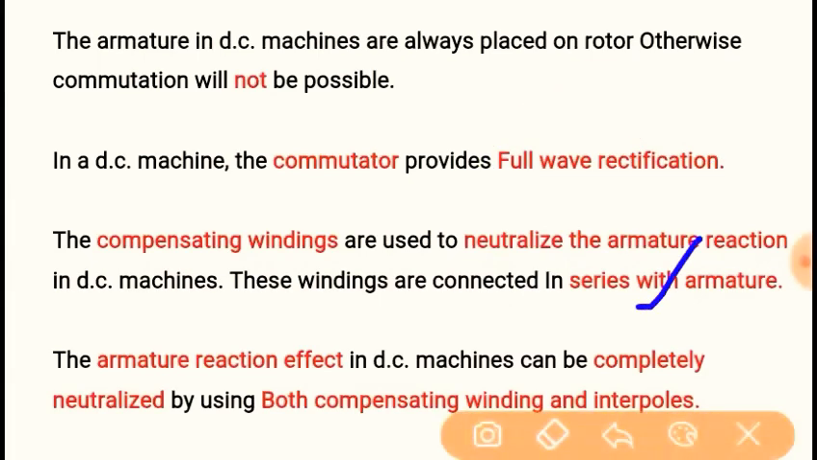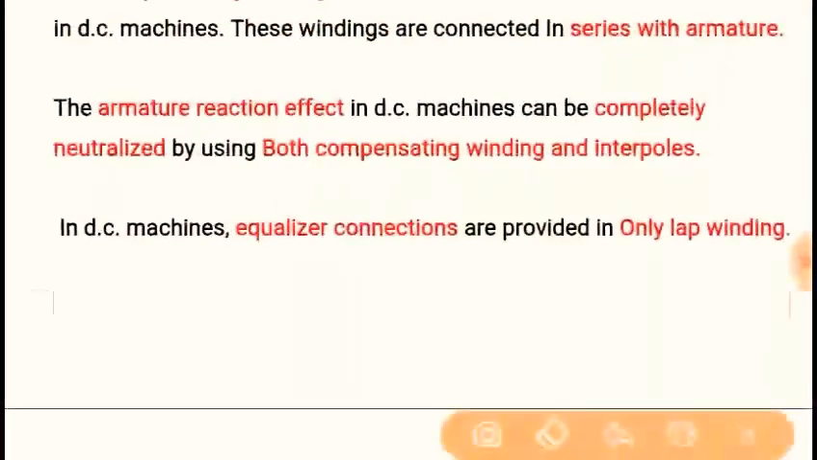The compensating windings are used to neutralize the armature reaction in DC machines. These windings are connected in series with the armature. This is already asked in some other question, I think in an exam. The armature reaction effect in DC machines can be completely neutralized by using both compensating windings and interpoles.